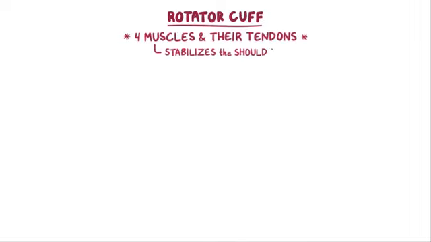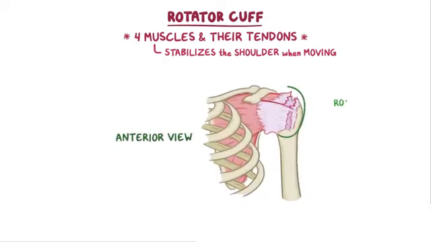The rotator cuff refers to a group of four muscles and their tendons, which help to stabilize the shoulder when it's moving, particularly during rotational motion. So, a rotator cuff tear is when one or more of the tendons of the muscles of the rotator cuff are torn.